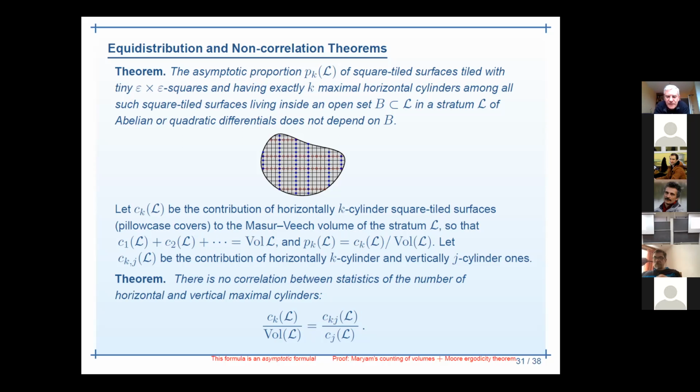This is not asymptotic. It's valid for each stratum, for abelian and for quadratic differentials, and it is valid even... actually, it is valid even for more. It is to show off. It is valid for arithmetic invariant submanifolds.